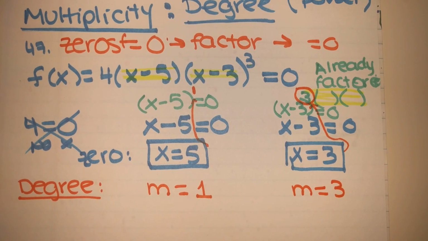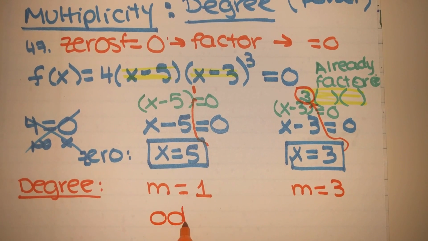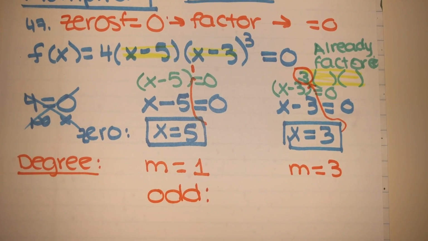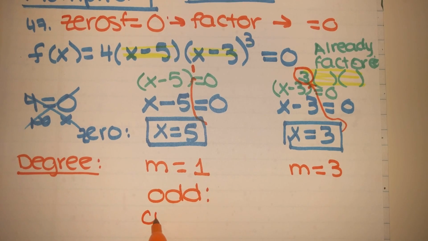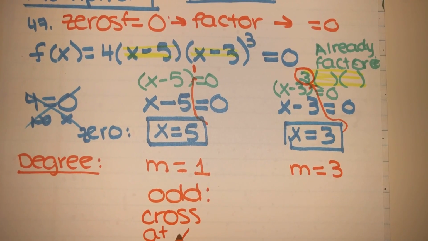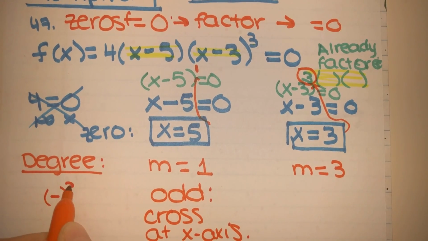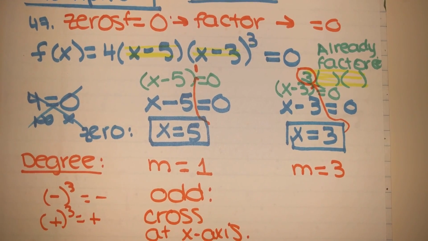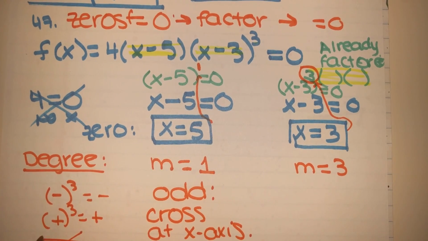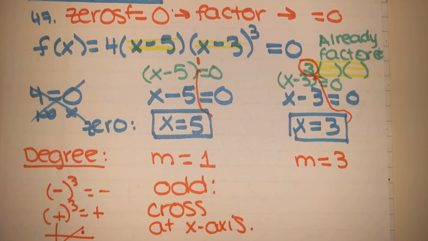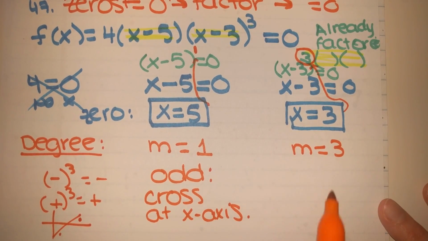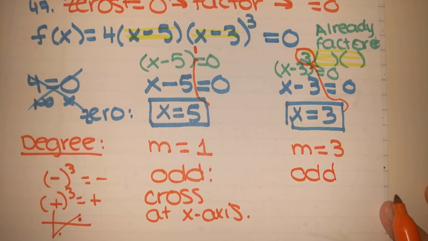Now, the next part of this is what we use the multiplicity for. If the multiplicity is odd, and in this case we have odd multiplicities, there will be a sign change. And so that means that our graph will cross at the x-axis. Again, if you think about it, if you have a negative to an odd power, you're going to get a negative, and if you have a positive to an odd power, you're going to get a positive. So there's going to be a change across the x-axis from negative to positive. So when it is odd, it will cross at the x-axis, and so over here, because the multiplicity is odd, it will also cross at the x-axis.